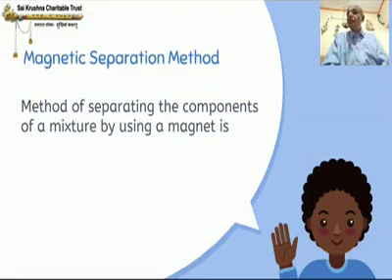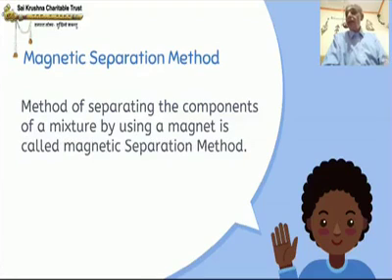So today we will be discussing about the magnetic separation method. So let us understand what is magnetic separation method. Method of separating the components of a mixture by using a magnet is called magnetic separation method.